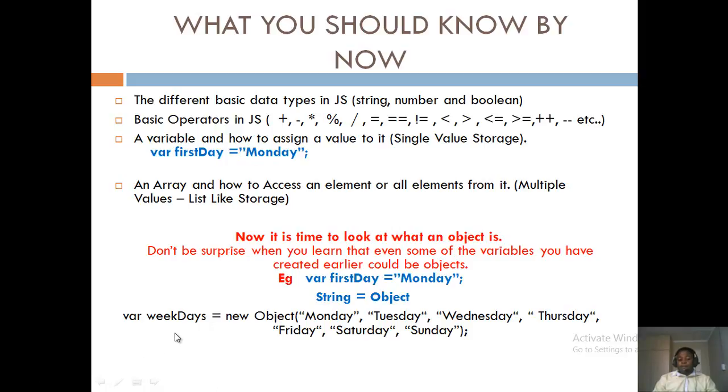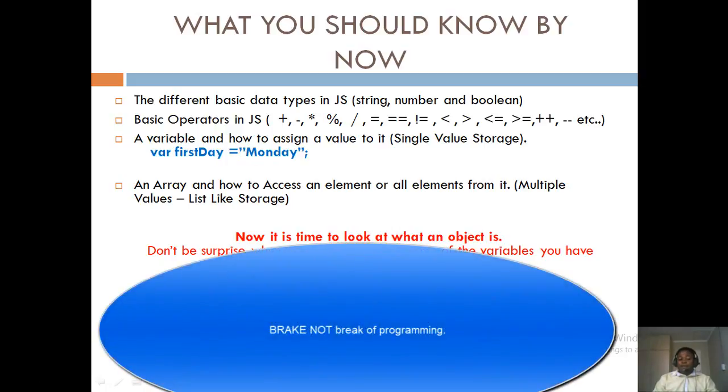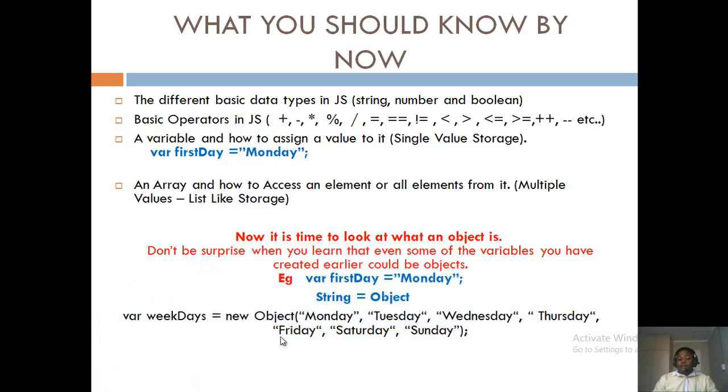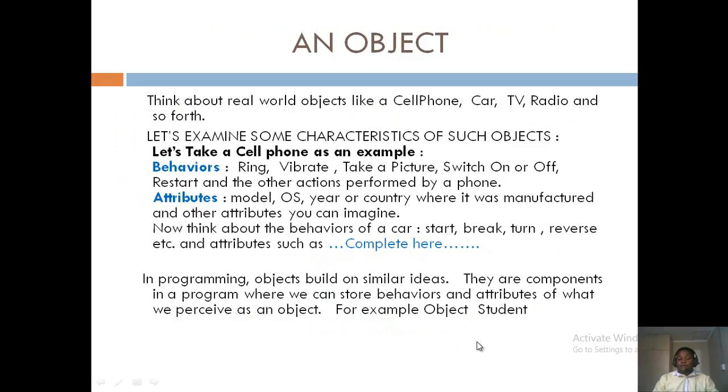And even the array variable that you created earlier was also an object. Like I said, an array is an object, and here we can see we have that variable again here, weekdays, and it of course points to a list of days in a week. So what is an object? Let us think about real world objects like your cell phone, or a car, or TV, radio, and so forth. Now all these are objects, and they do have particular characteristics.